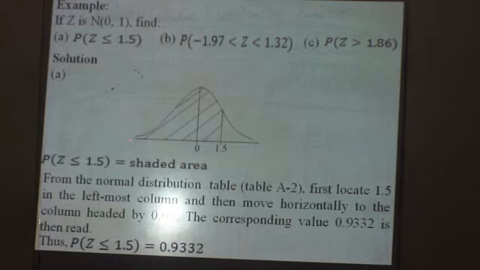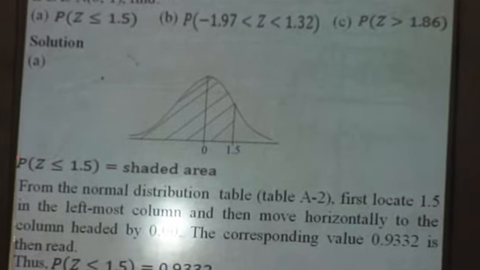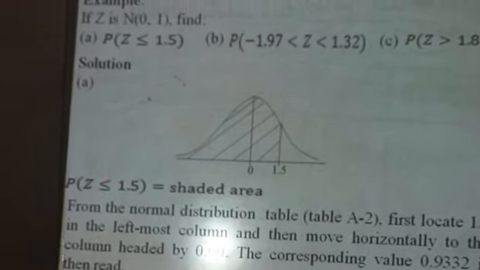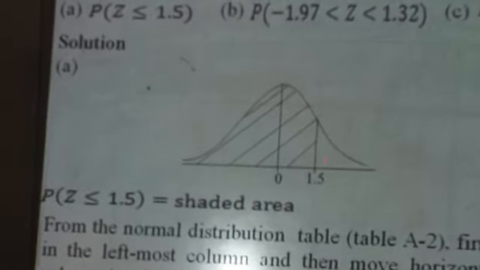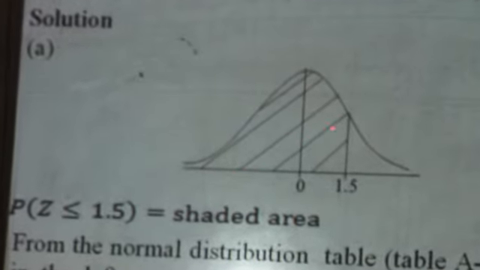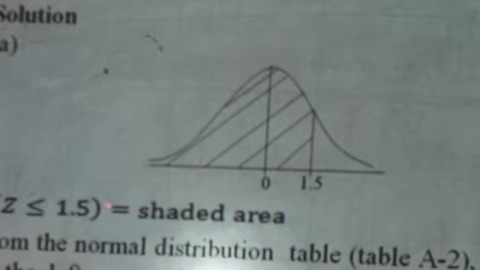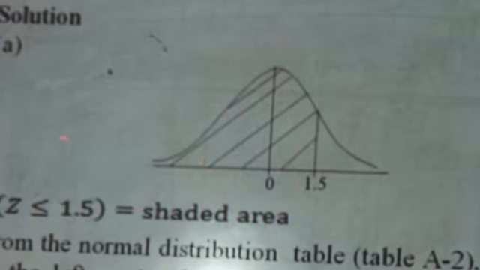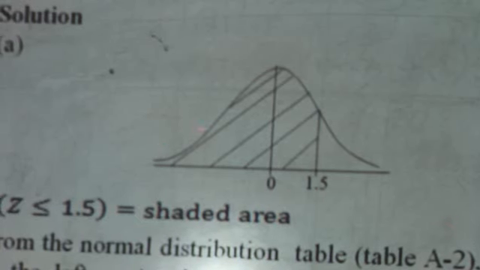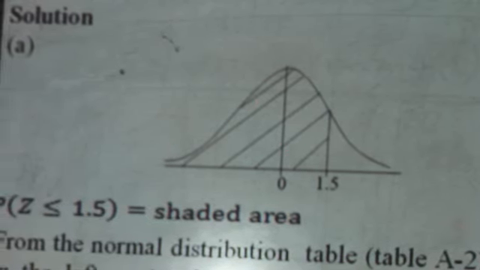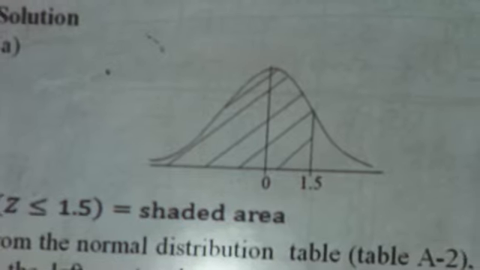So if we are being told that the Z value, don't forget, the horizontal axis here is scaled Z, is 1.5, and the probability that the Z value is less than or equal to 1.5, that means the shaded region here is where the Z value will lie. So we have to find the corresponding area of this shaded region. And how is this done?